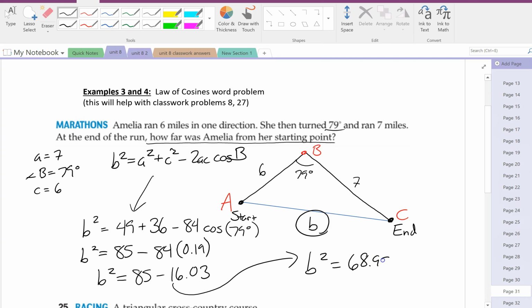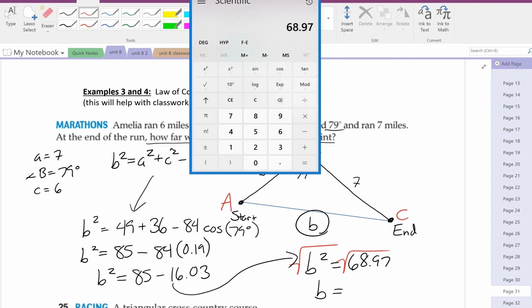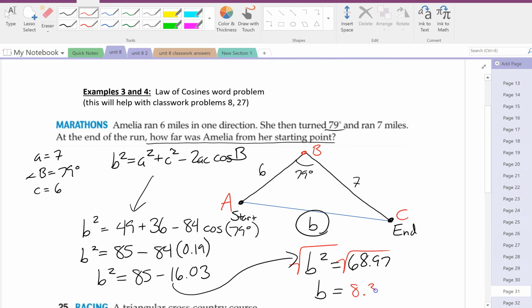68.97. Last step to find B is to take the square root of both sides. So the square root of B squared is just B. Square root of 68.97 is about 8.3. In other words, if Amelia ran 6 miles, turned 79 degrees and ran another 7 miles, she would have 8.3 miles to run or walk or drive or whatever to get back home.